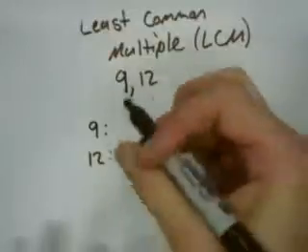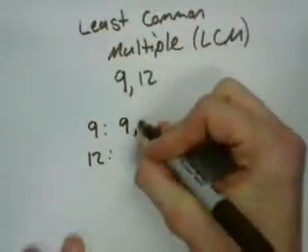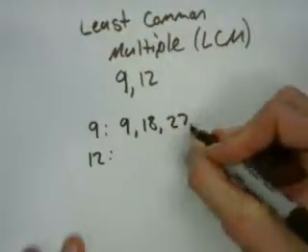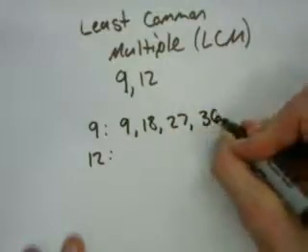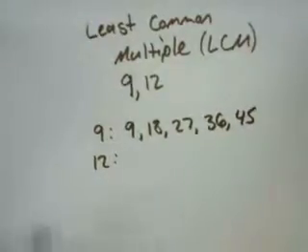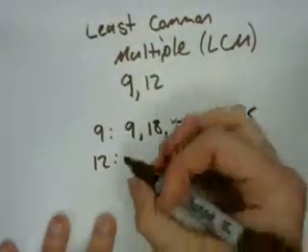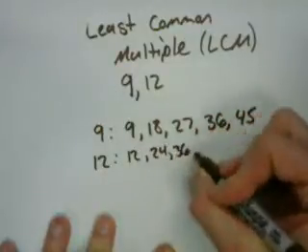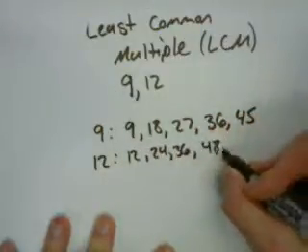So in other words, count by the number. So 9 times 2 is 18, 9 times 3, 27, 9 times 4 is 36, and then we have 45, so on and so forth, forever and for always. 12 would be 12, 24, 36, 48, 60.